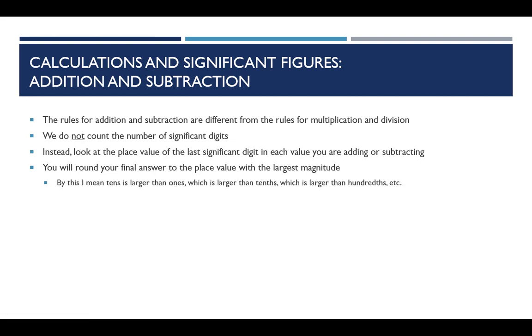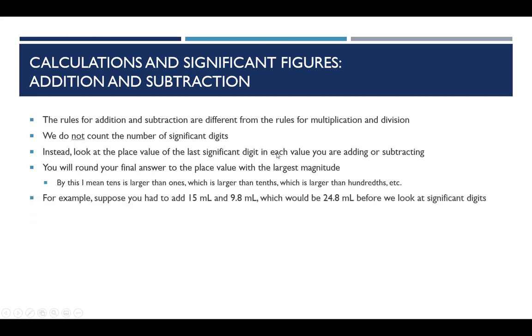Now that can be a little difficult to understand, so let me explain it in more detail here. So when I say this, what I mean is the decimal place more to the left is of a larger magnitude. So tens is larger than ones, and ones is larger than tenths, tenths is larger than hundredths. So let's say I ask you to do this. I ask you to add 15 and 9.8 milliliters, and that would be 24.8 before we deal with significant figures.